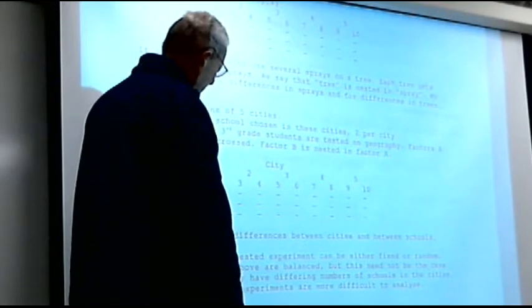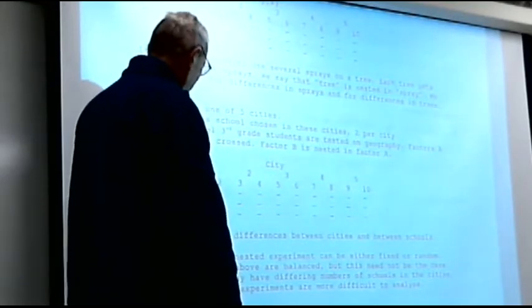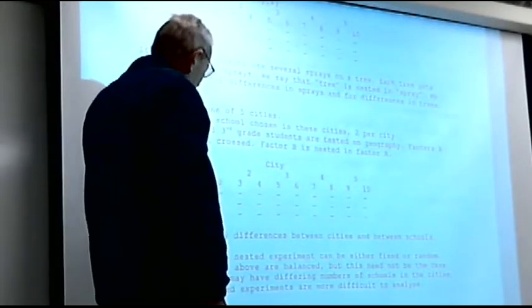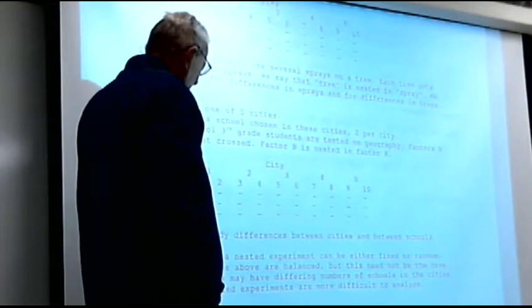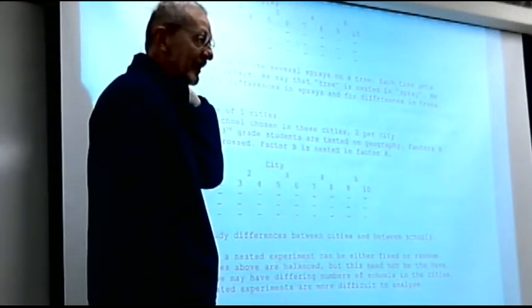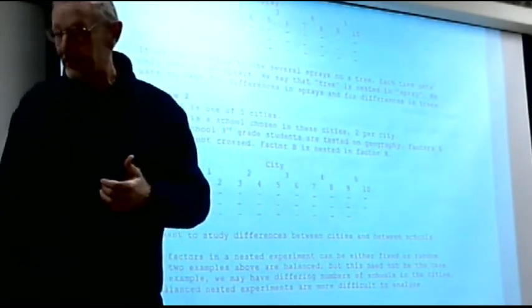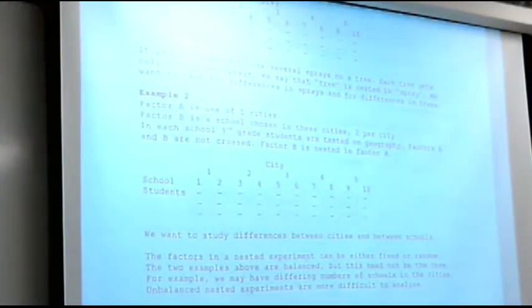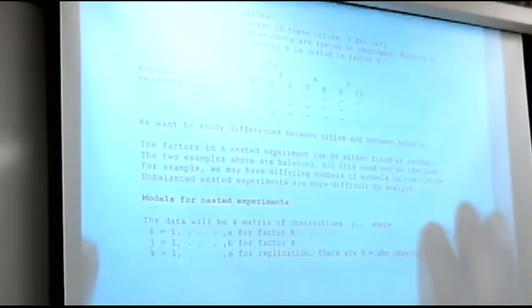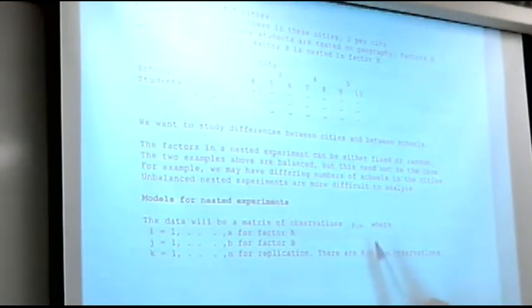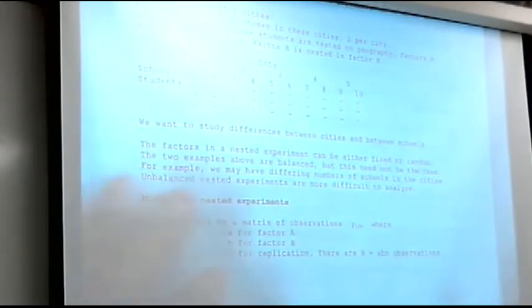So the issue that comes up on the following writing is, how do we model a nested experiment? How do we analyze the data? What changes, if any, occur in our analysis? It says here at the bottom, the observations are going to be called Y_ijk. I is for factor A, J is for factor B, and K is the replication.